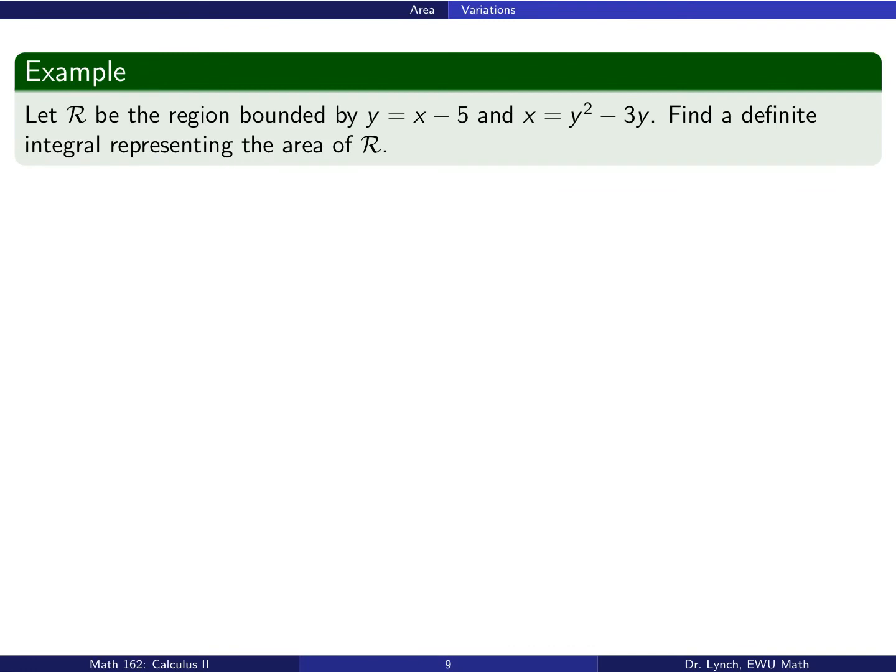So in this case, as you can imagine, it's pretty quick to draw a line. The first line is just the line with slope 1 and intercept minus 5. The second curve, though, is a little bit trickier because it's x in terms of y. So this is a parabola that actually opens to the right. And again, by factoring, you can see where those y-intercepts are at 0 and 3.